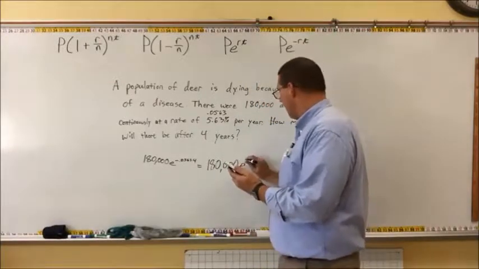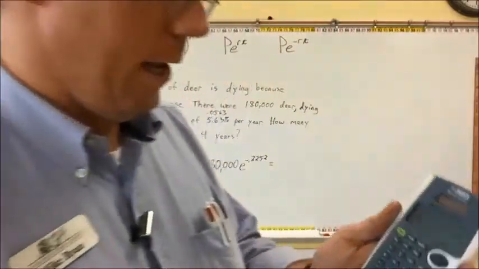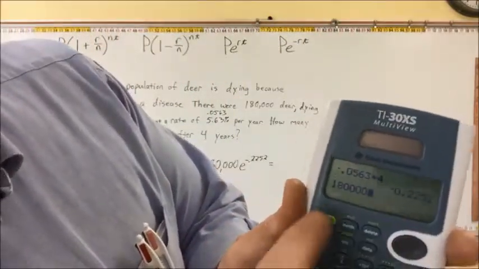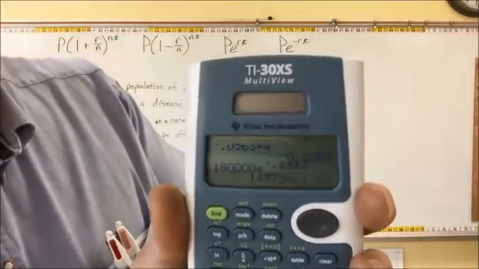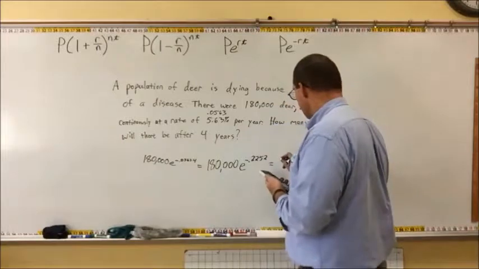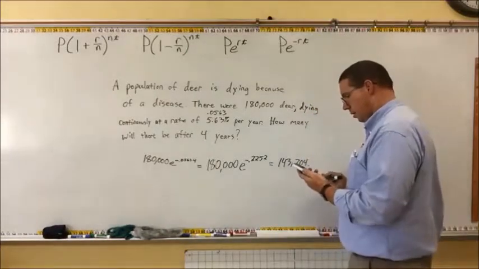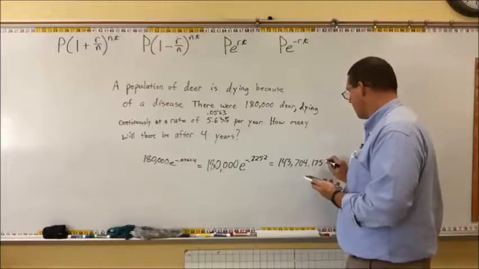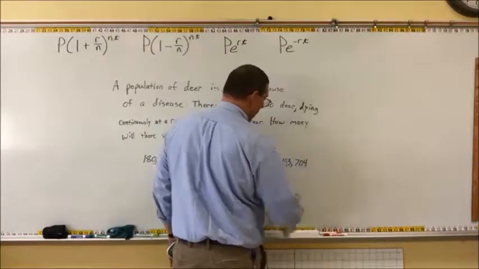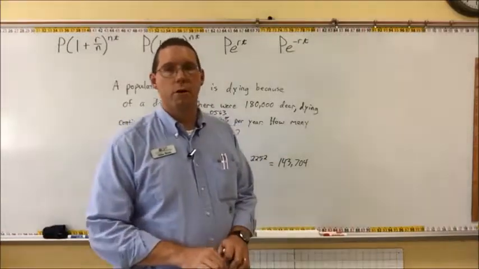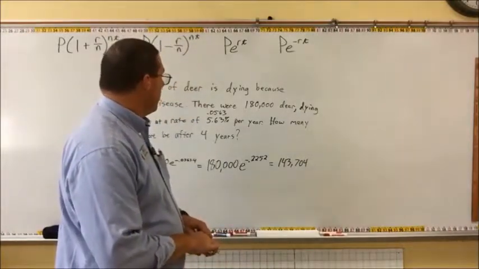times E to the power of negative 0.2252. Let's put that in the calculator. 180,000 times, hit second ln to get the E, negative 0.2252, and press enter. And it says there's going to be 143,704. Now there is a point 1757, and we could put that on there, and that's how many deer. But remember, deer come in whole numbers. So we could just leave that off or just round it and say 143,704 deer, okay, after 4 years of dying from this disease. So it's pretty tragic. All right, let's do one more situation.